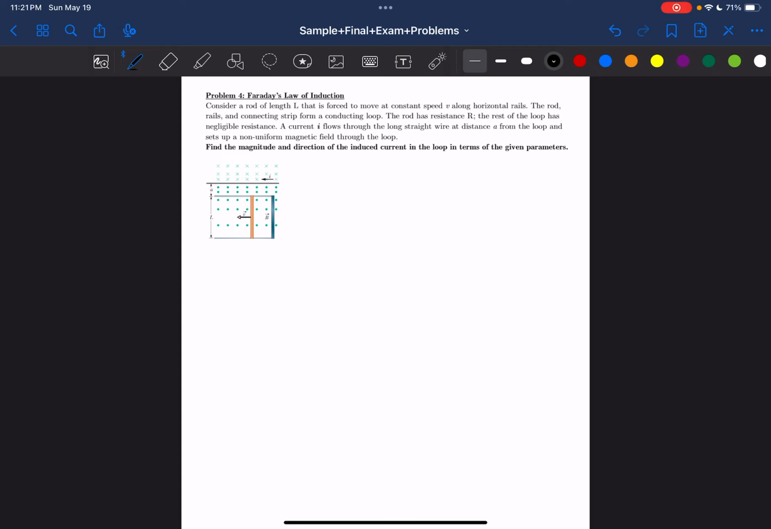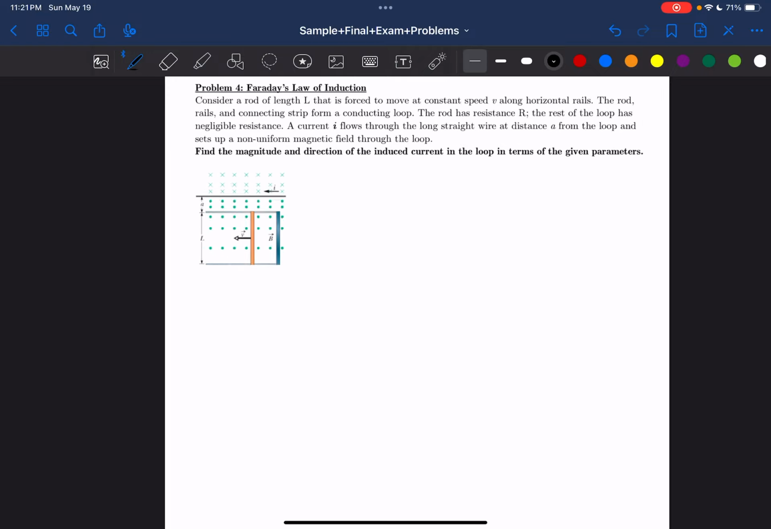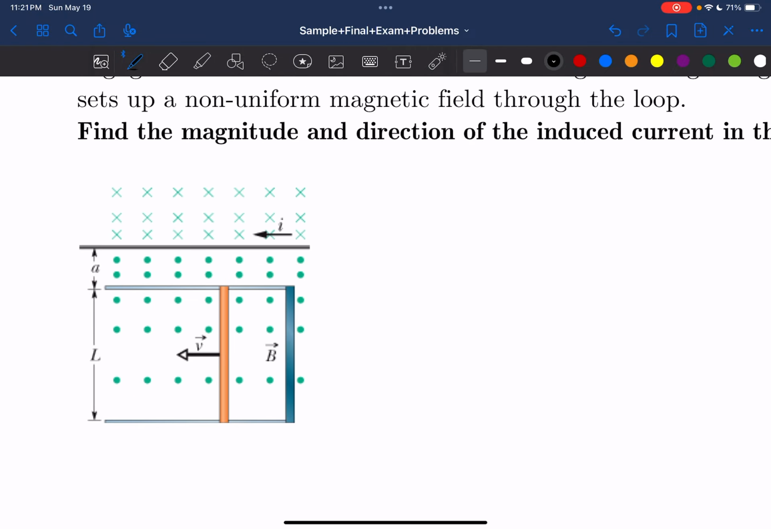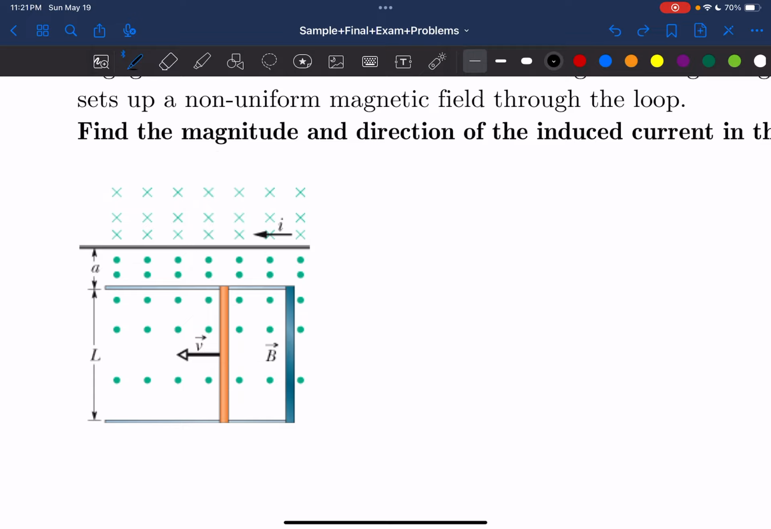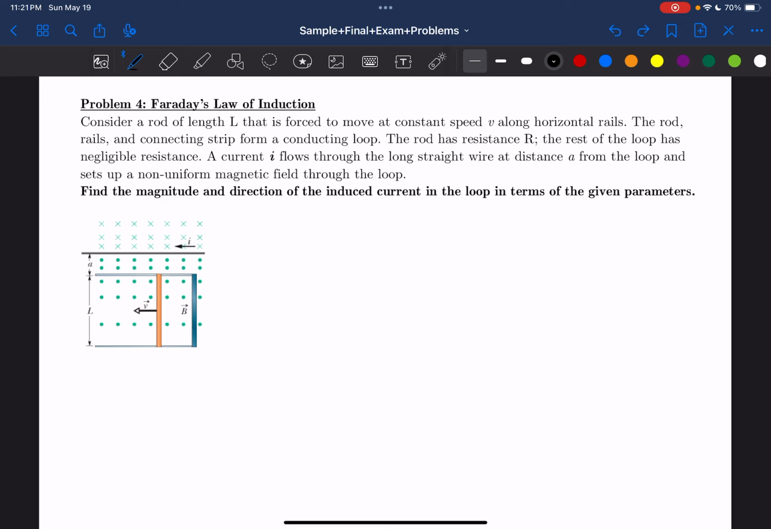So the first thing we have to recognize is that this is a non-uniform magnetic field through the loop. And that means that the magnetic field shared in this entire diagram right here is not uniform. So one thing we can notice is that this is going inside the page, and this is going outside the page. All right, so how can we start this?